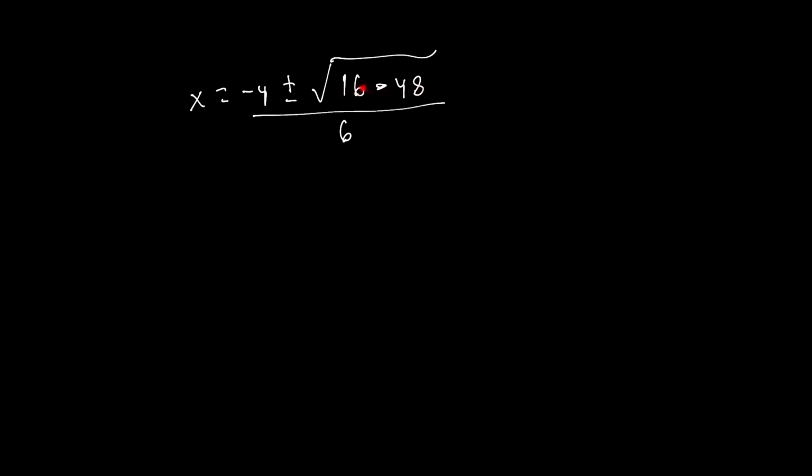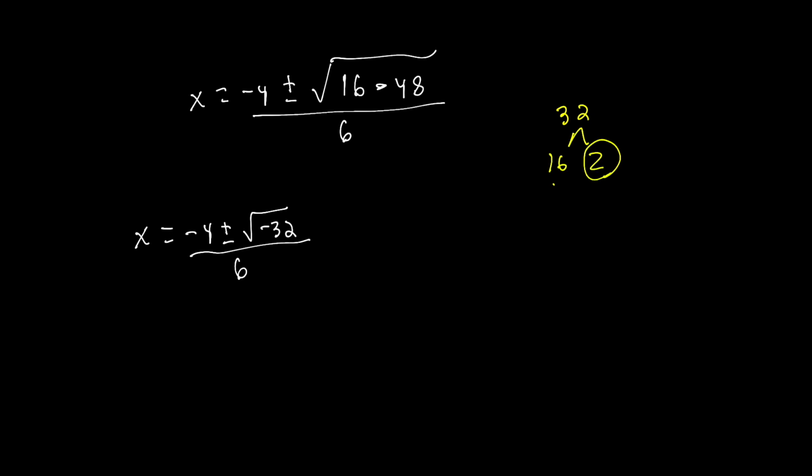Next, I'm going to simplify what's underneath the square root. 16 minus 48, I'm going to get a negative 32. So I get x equal to negative 4 plus or minus the square root of negative 32 all over 6. Now 32 is not a perfect square, but we can simplify the radical expression by getting the prime factorization. So 32 is the same thing as 16 times 2. 2 is prime. 16 is 4 times 4. And then 4 is the same thing as 2 times 2. And here I'm going to get more primes.